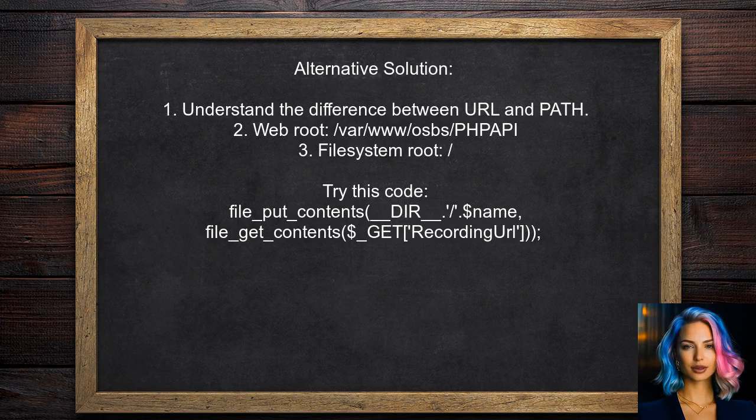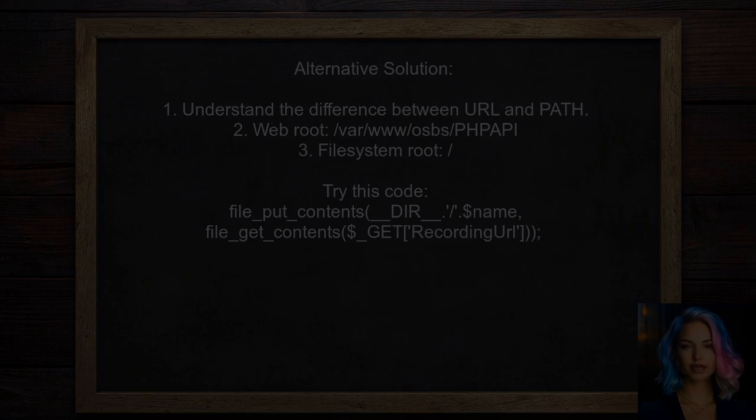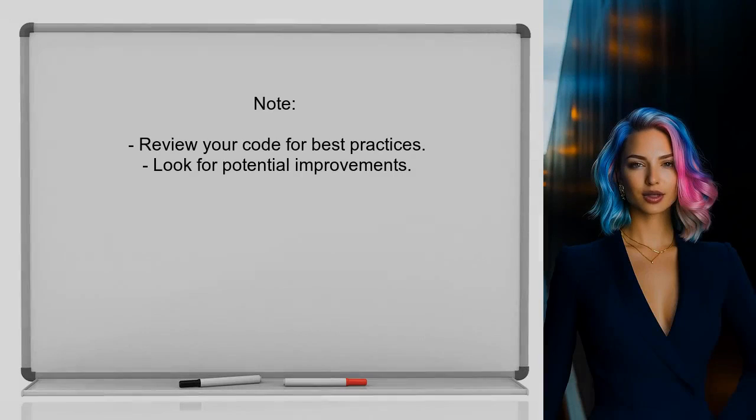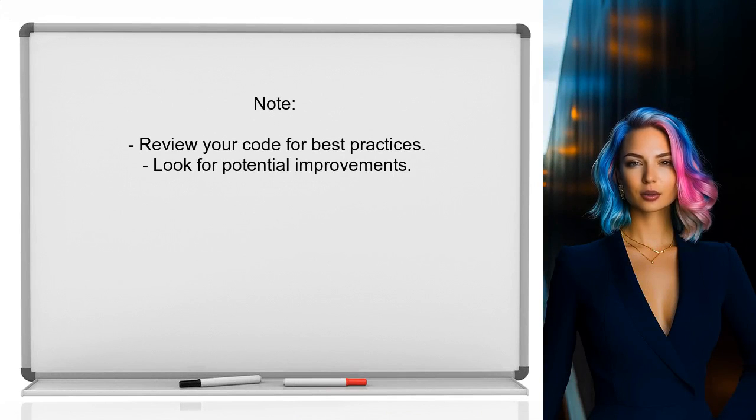One user points out a common confusion between the URL of a file and its actual file path. They clarify that your web root is located at /www.os/phi, but the file system root is simply /. They suggest a solution to use the $$ constant to construct the file path correctly. Additionally, the user mentions that there are several bad practices in the original code, implying that improvements could be made for better coding standards.